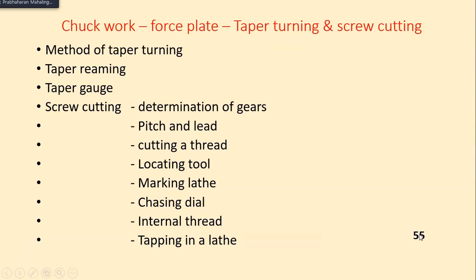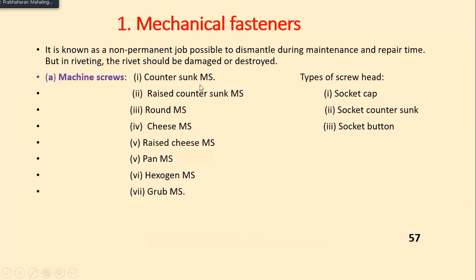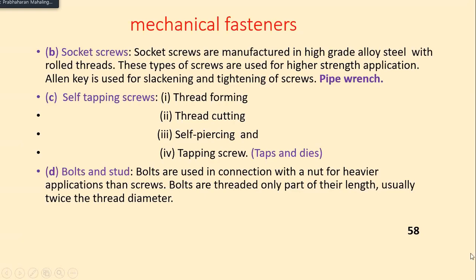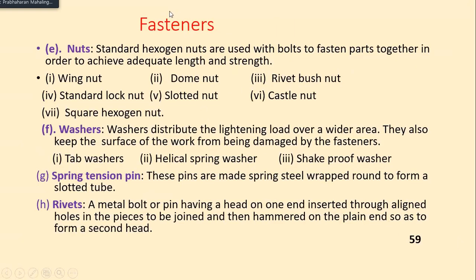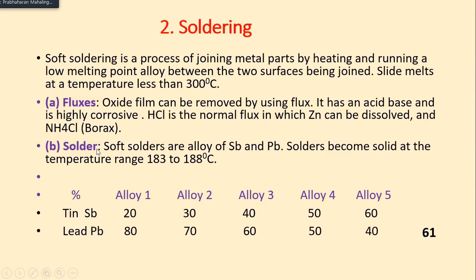Okay, right. Metal joints: mechanical fasteners, soldering, brazing, welding, adhesive bonding. We have to study mechanical fasteners, we have so many available. Different types of nuts and bolts, washers and rivets and everything. Standardization of fasteners. Then soldering. What is soldering? I have mentioned it, no?